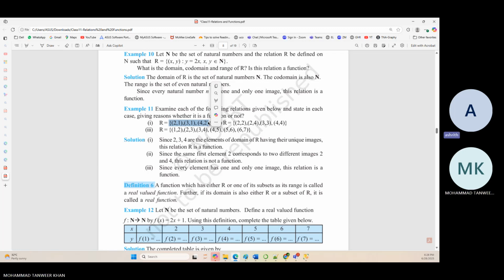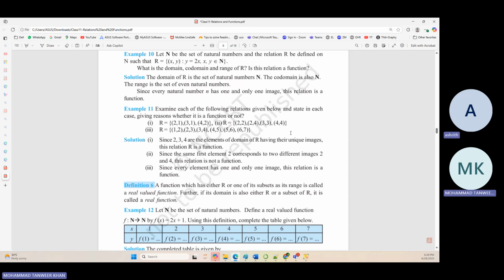Yes, sir, but one is also there in the question. Like 2 comma 1, 3 comma 1. So here input is 2, output is 1. Input is 3, output is 1. Input is 4, output is 2. That is the meaning. Understood. So now here we have to find whether this is a function or not.